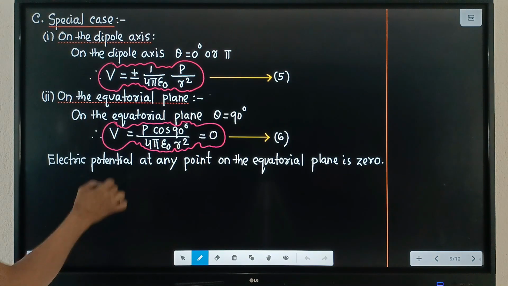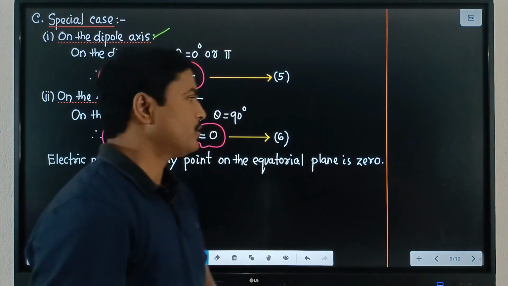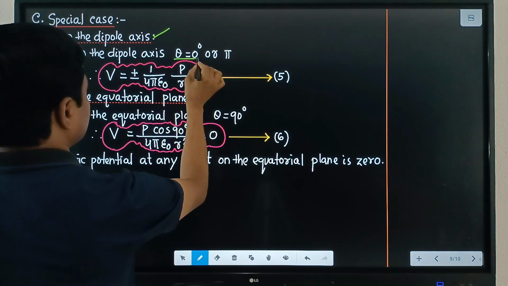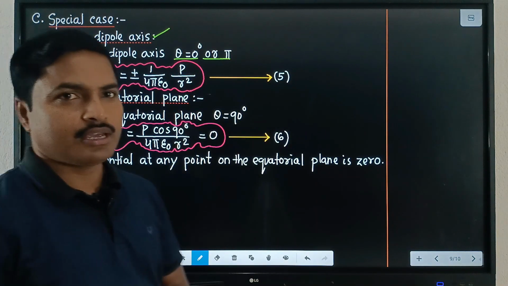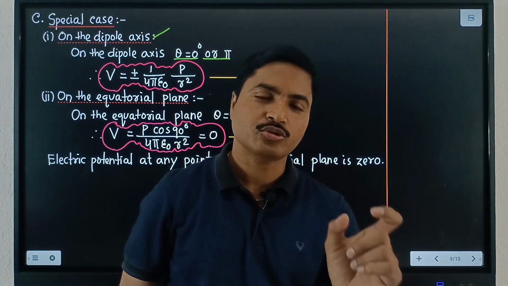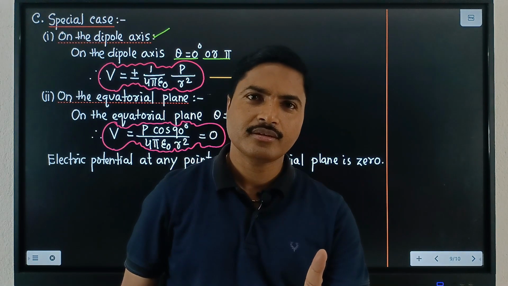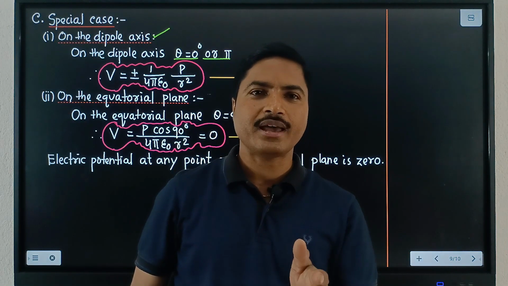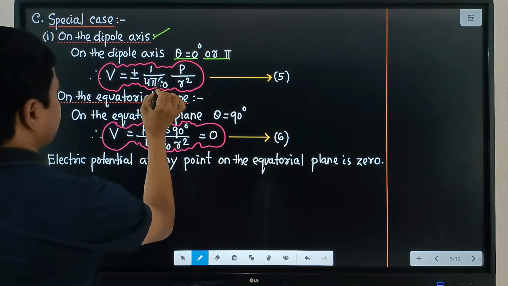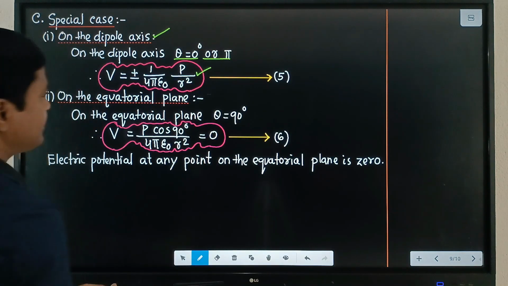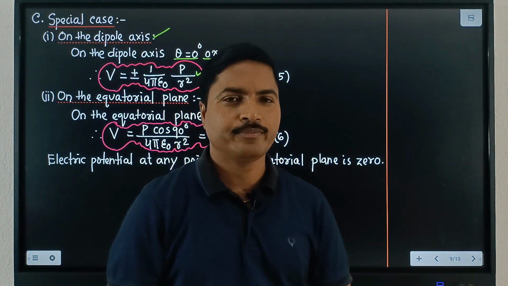First, on the dipole axis, that means on the axial line, we put theta equal to 0 or theta equal to pi. If theta is equal to 0, cos 0 is equal to 1, so in place of cos 0 we simply put 1. If theta is equal to pi, cos pi is equal to minus 1. So finally V is equal to plus or minus 1 divided by 4 pi epsilon 0 P divided by r square. This is the expression of the electric potential on the axial line.